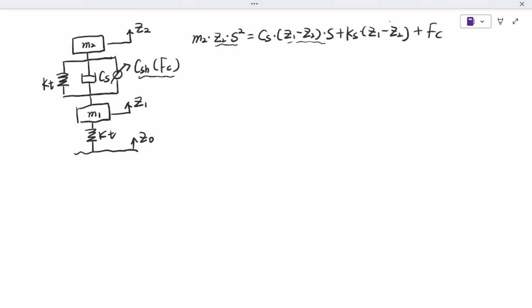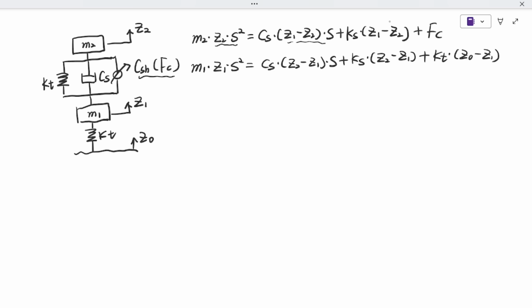Alright, for the unsprung mass: M1 times Z1 times S squared equals Cs times (Z2 minus Z1) times S. Note here, the damping force and the spring force are opposite compared to the sprung mass. So the spring force Ks times (Z2 minus Z1), plus the tire stiffness Kt times (Z0 minus Z1), and minus Fc.